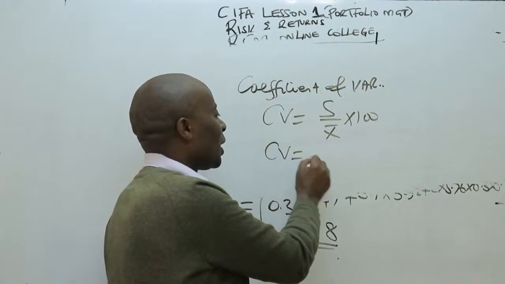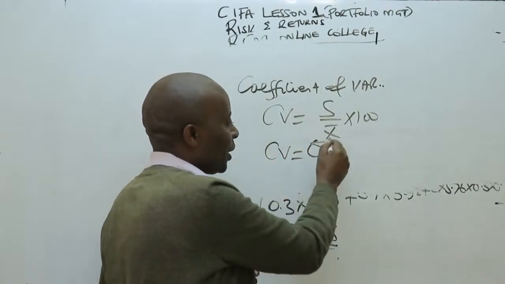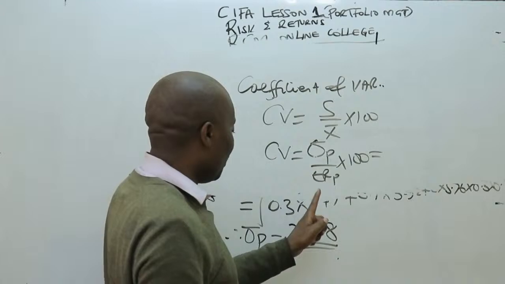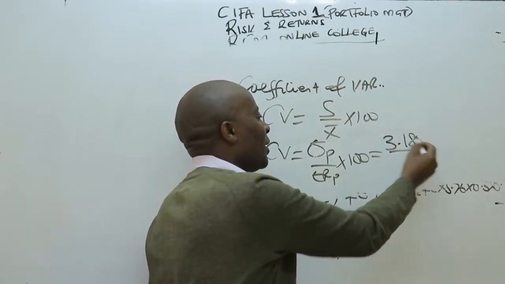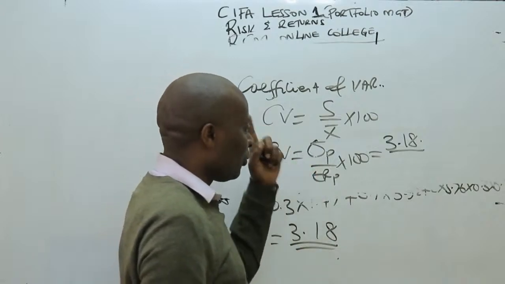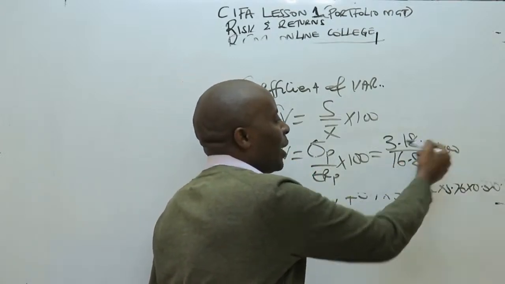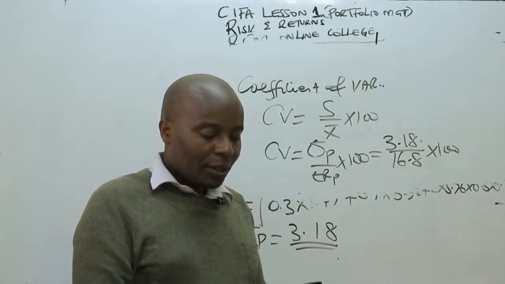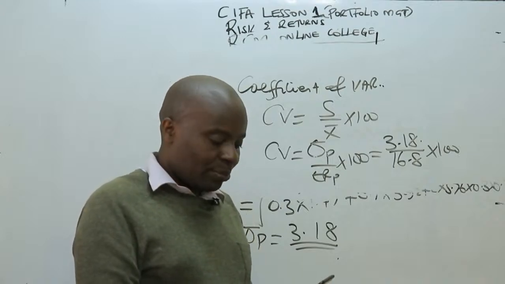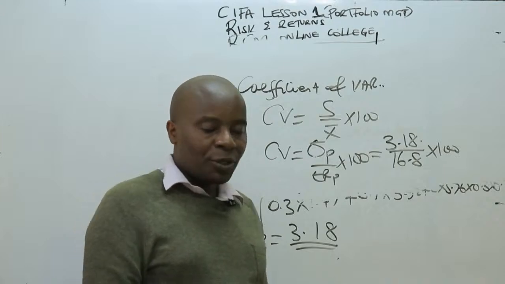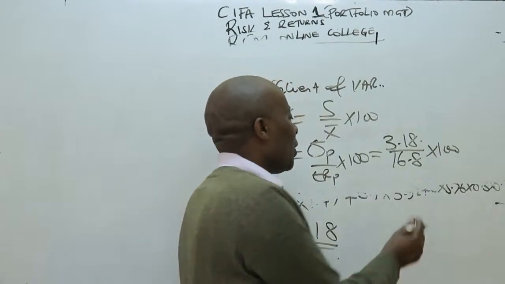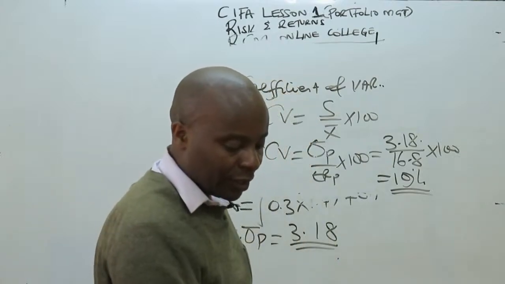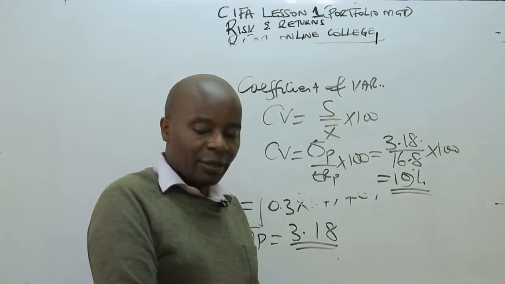This formula can be written as follows. CV will be equal to the standard deviation of the portfolio, all over X bar, the expected return of the portfolio, times 100. So the standard deviation of the portfolio that we have here is 3.18 divided by the expected return of this portfolio, if you remember, which was 16.8, times 100. That gives us approximately 19%.